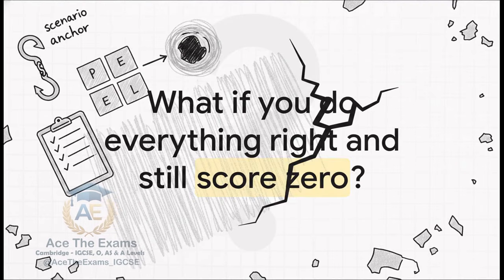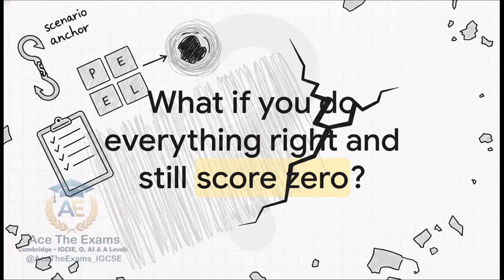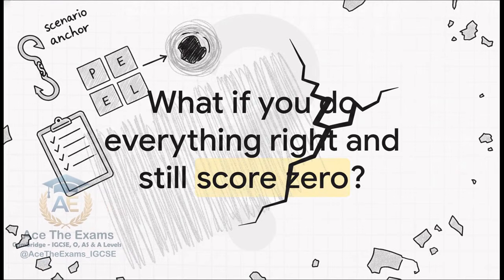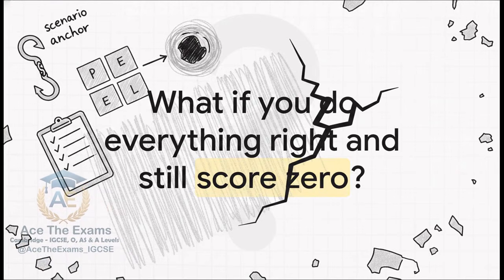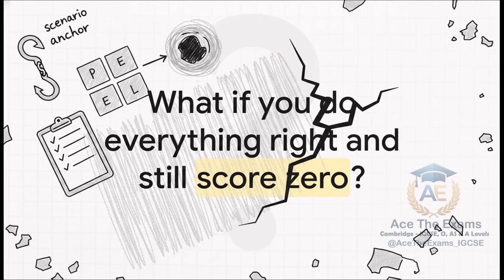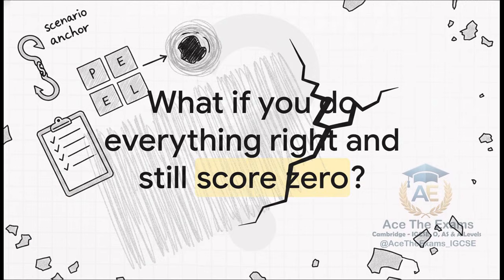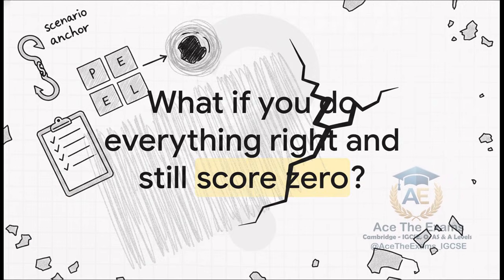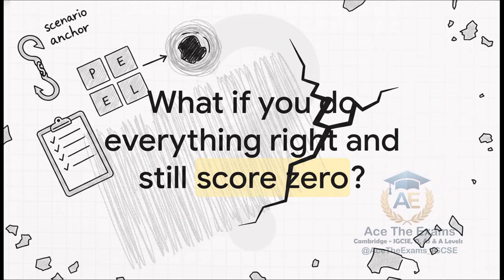Okay, so let's say you've mastered the scenario anchor. Your PEEL framework is flawless. You rigorously ran through the checklist. But what if there is one hidden cause that can still completely tank your perfectly crafted answer? Yeah, it actually happens. You can do everything 100% right with the technical content, but still end up with a fraction of the marks you deserve.